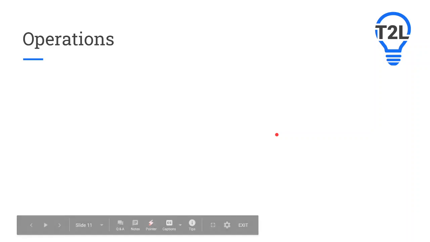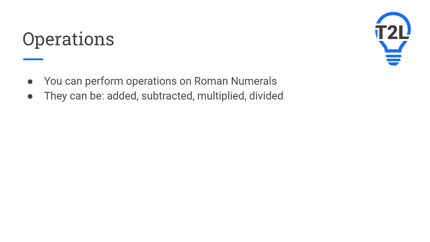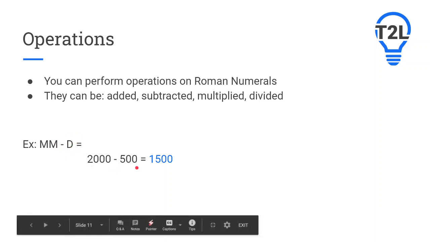Now with Roman numerals, like with normal numbers, you could also do operations such as addition, subtraction, multiplication, or division. But the most common ones on a test are usually adding and subtracting. So for example, you have MM minus D. Well, a way to think about this is first just convert these numbers individually into real Arabic numerals, or normal numbers. So MM is 2,000 minus D, which is 500. So 2,000 minus 500 is just 1,500.